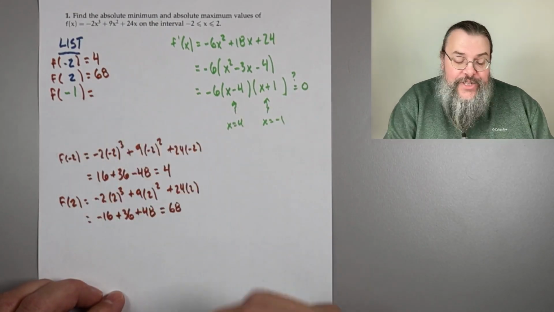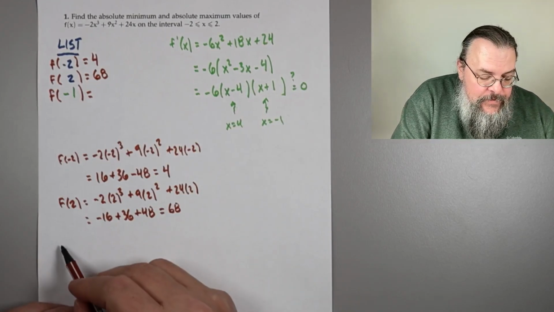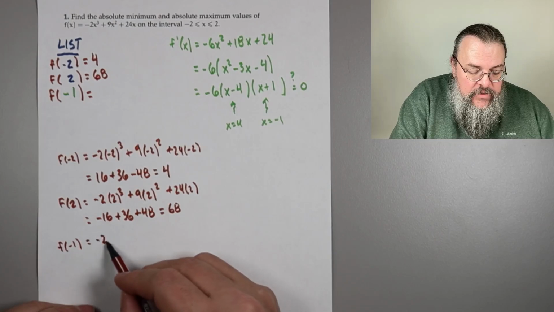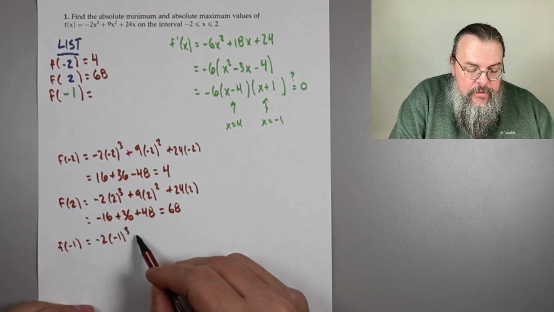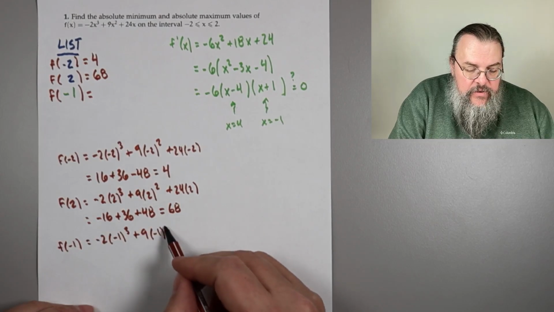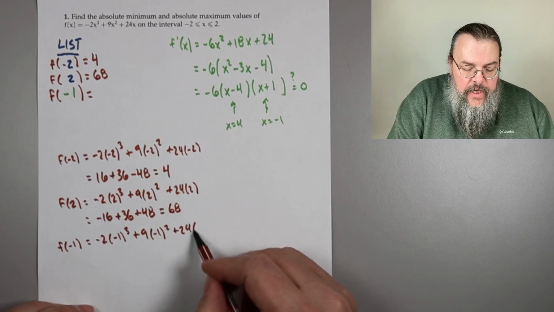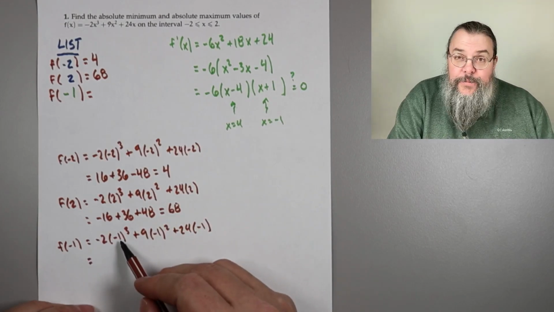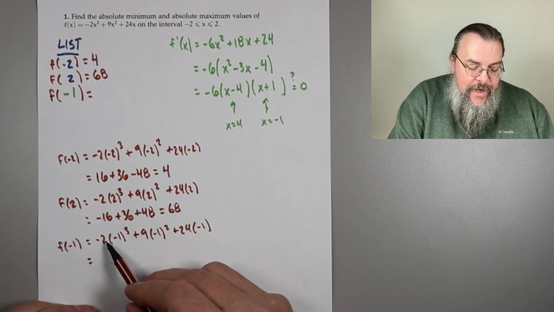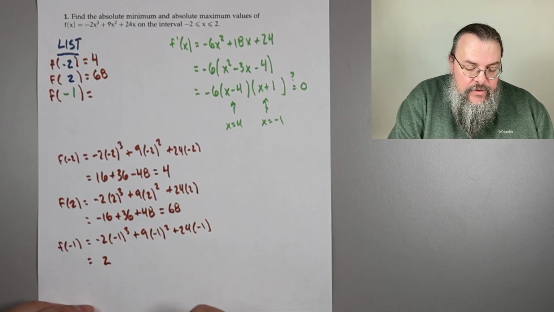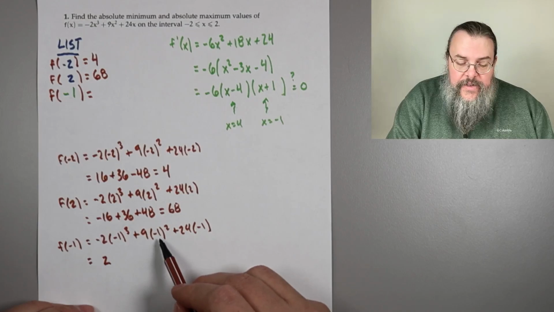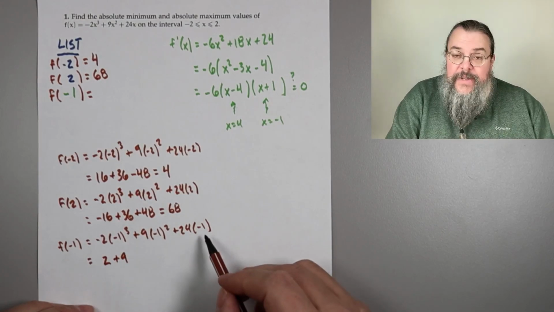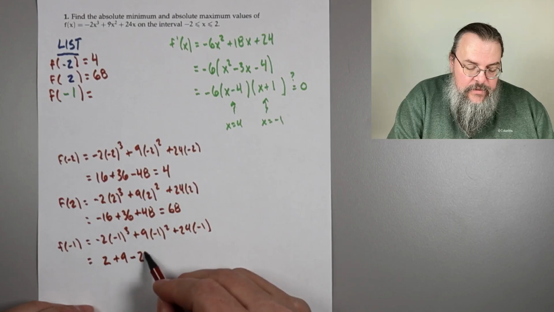Okay, one more point to check. f of -1. Okay, so that's -2 times -1 cubed plus 9 times -1 squared plus 24 times -1. Okay, so -1 cubed is -1 times -2 makes a +2. -1 squared is 1 times 9 makes 9. 24 times -1 makes a -24.